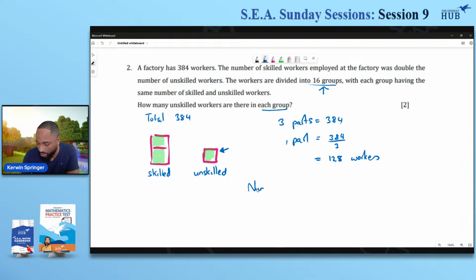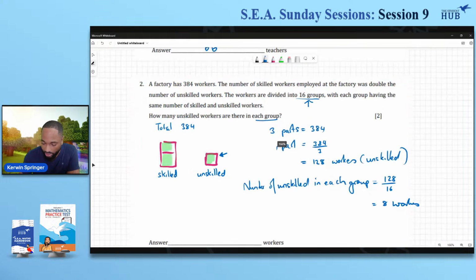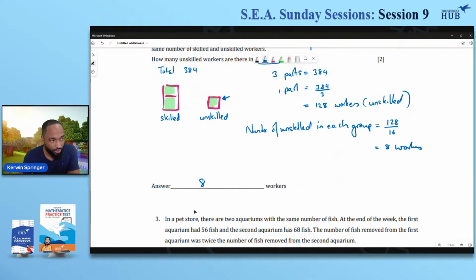So the number of unskilled in each group, since I know there are 128 workers that are unskilled, would be 128 divided by 16, which represents 8 workers, and I'm seeing that answer all over the place. Well done, guys. Number 3.